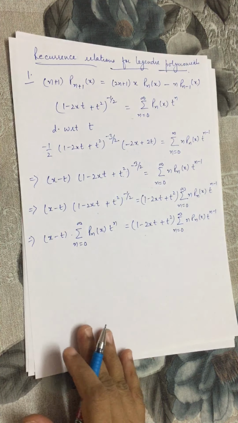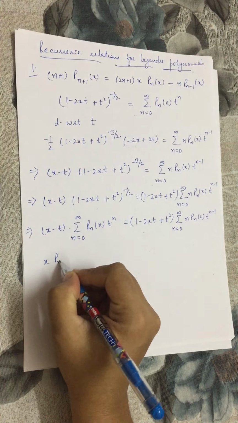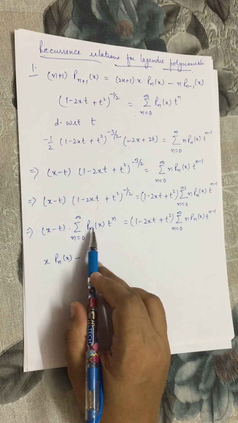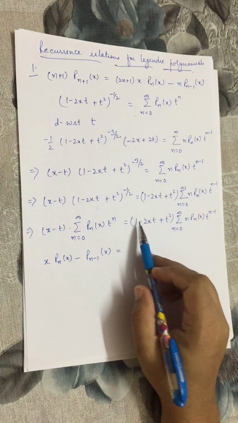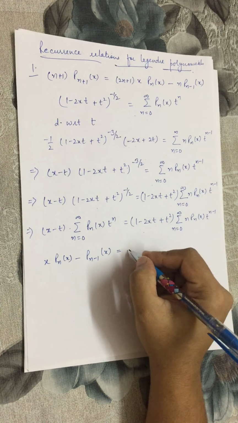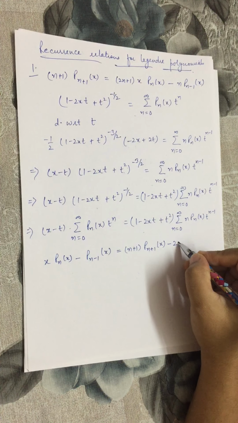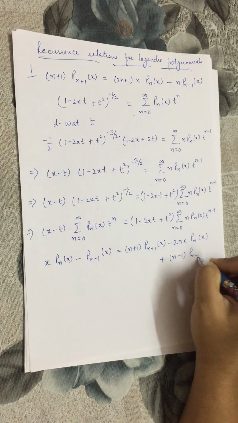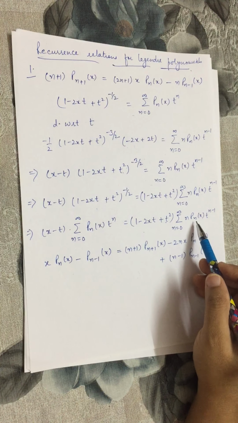On the left hand side, the coefficient of t^n will be x into P_n(x). Then in the next term, because we have t here, the coefficient of t^n is the term corresponding to n-1, so that will be P_{n-1}(x). Similarly on the right hand side, 1 into this, the coefficient of t^n will be the term corresponding to n+1, so that will be (n+1) P_{n+1}, then minus 2x into n P_n, plus (n-1) P_{n-1}, because in this term we have t², so the coefficient of t^n will be the term corresponding to n-1.